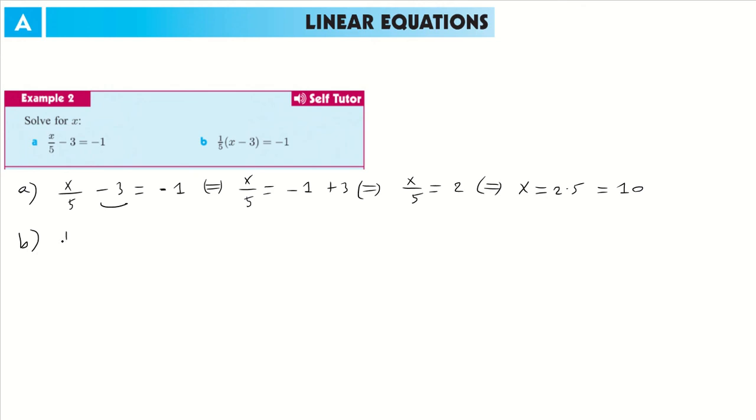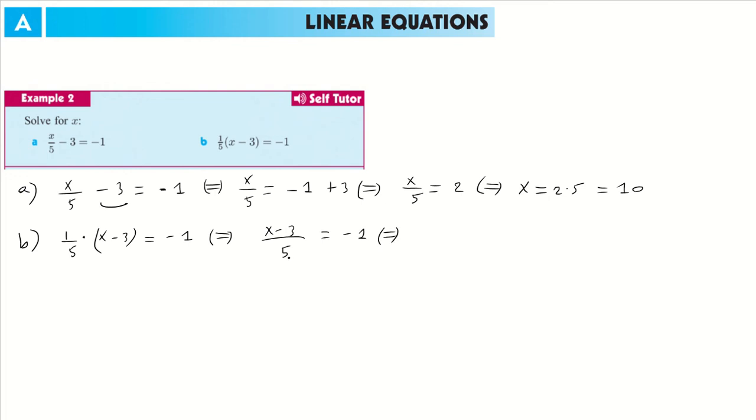B, I have 1 over 5 times x minus 3, which is equal to negative 1. Okay, first of all, let's get rid of the 1 over 5. It's multiplied here by 1 over 5. So, or let me simplify the left-hand side first. I have here x minus 3 over 5. Multiplying by 1 over 5 or dividing everything by 5 is exactly the same.